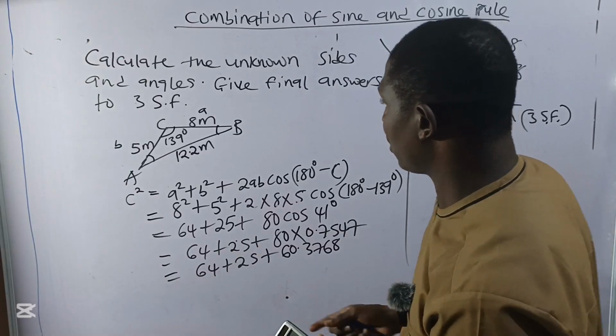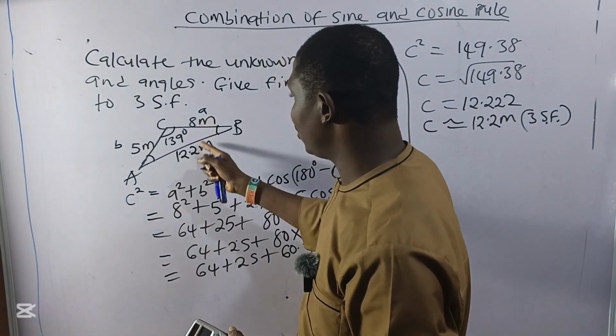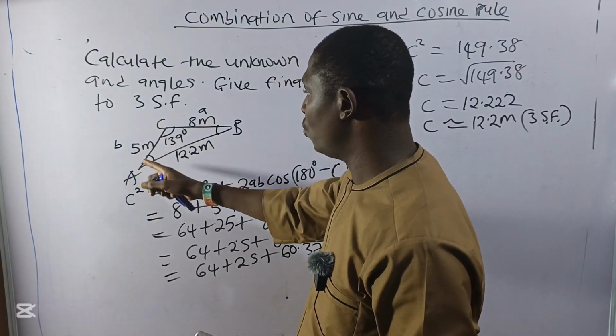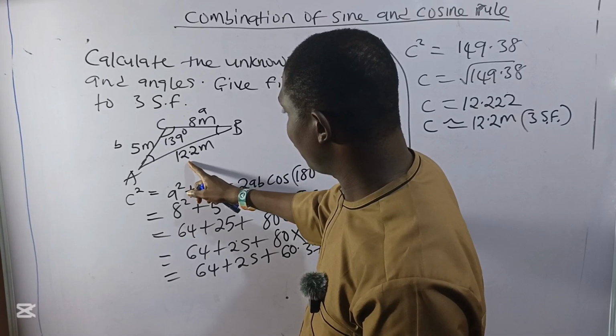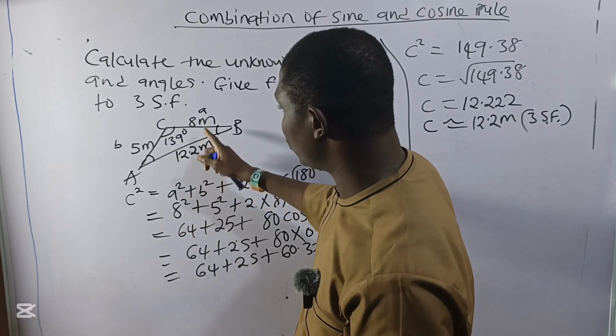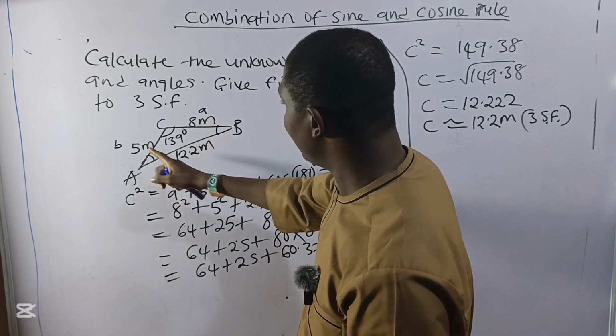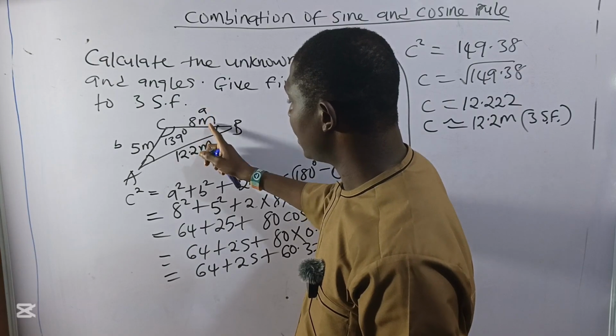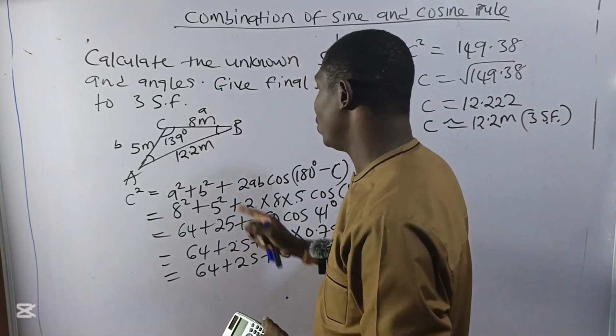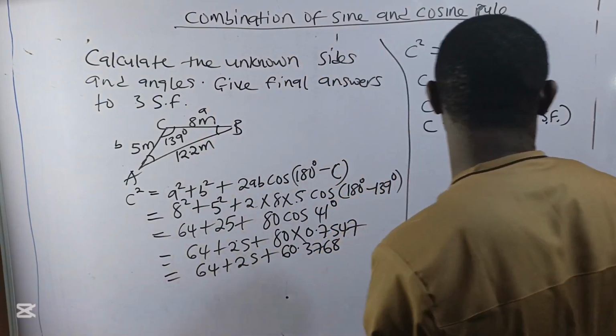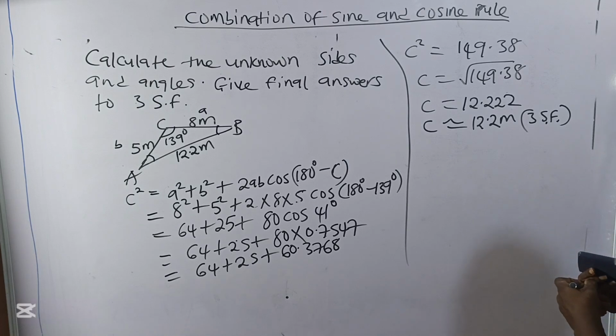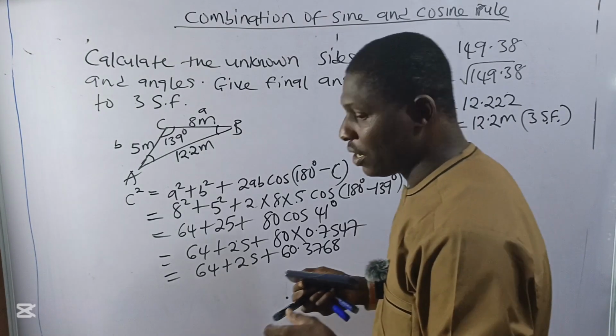And first, if I check, 8 plus 5 is 13, which is greater than 12.2. Good. 5 plus 12.2 gives me 17.2, which is greater than 8. And 8 plus 12.2 is 20.2, which is greater than 5. So this is a good triangle. Now we've done that, let's get the two other angles.